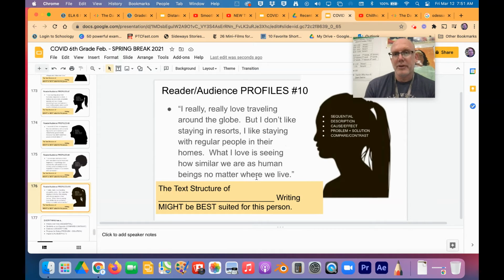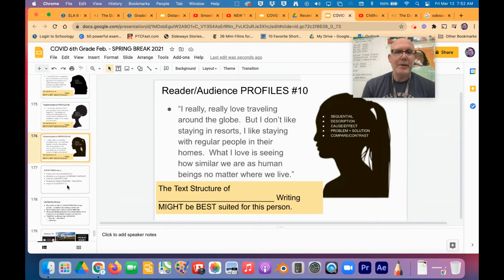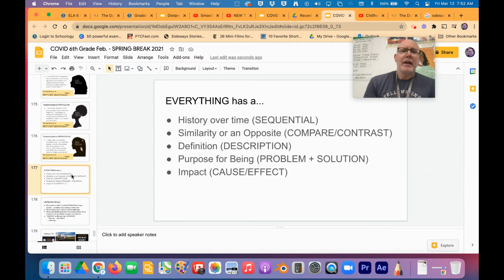And number 10, this person really wants to travel around the globe and stay with regular people and compare them. They want to see how similar we are. She likes that, or she or they like that. I'm making an assumption here; I shouldn't make that assumption. So they like to see people as similar. That's compare and contrast. All right, so there we go. That's that little activity in your notebook. We talked about this yesterday as well: history, similarity or an opposite, a definition, a purpose, and an impact. So basically, even though we talk about text structures as one thing we choose, everything actually has all of it.